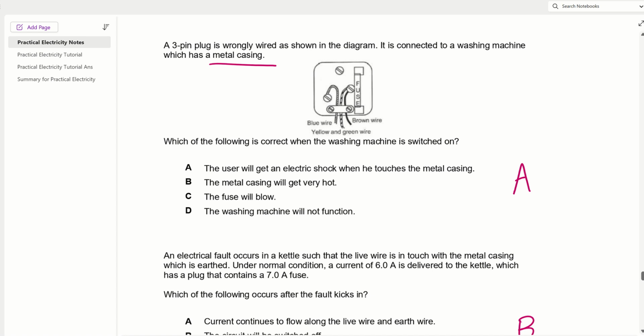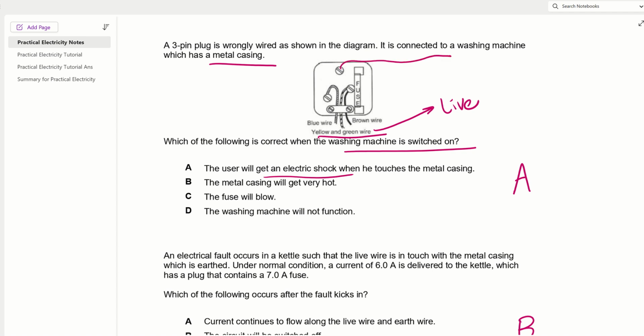This is dangerous, because look at this. The yellow and green wire is connected to the live wire. So instead of touching the metal case, it is touching the live wire. Which of the following is correct? When the washing machine is switched on, the user will get an electric shock.